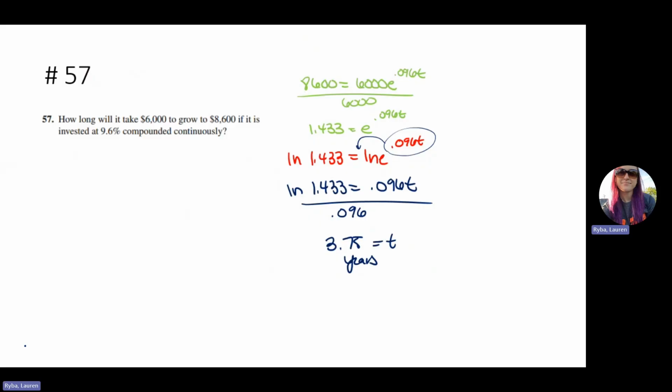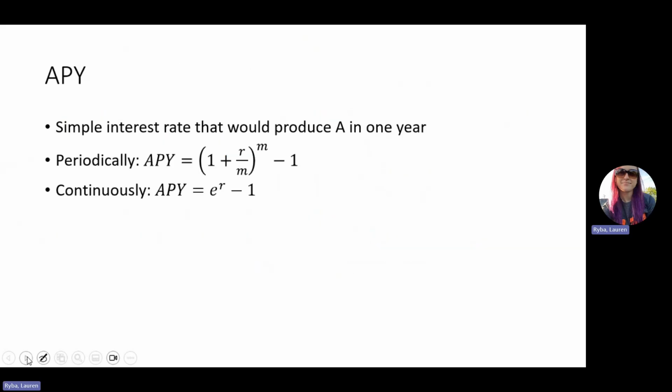All right, I have one more concept I'm going to do. I did have extra examples. If we need to go back and look, we can do that. The last concept here is called APY versus APR.